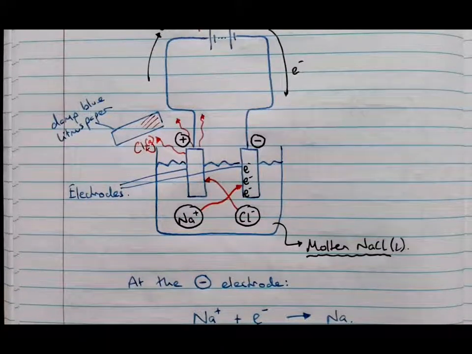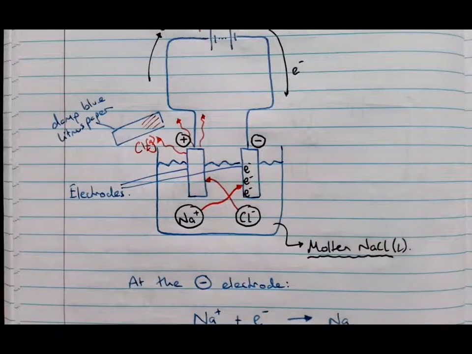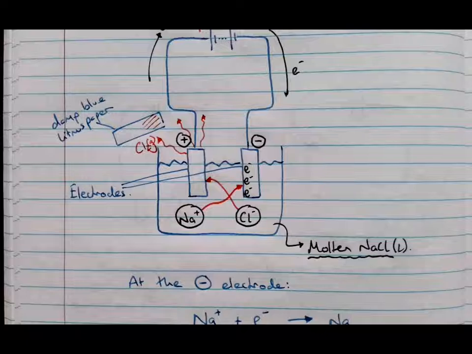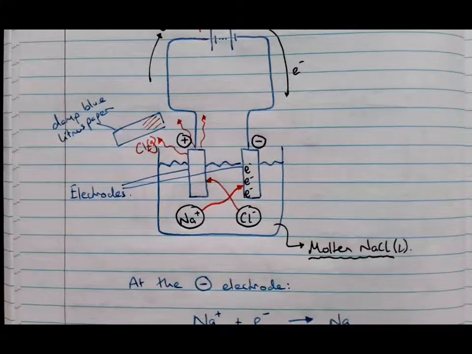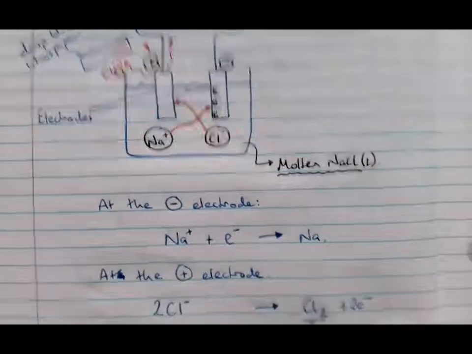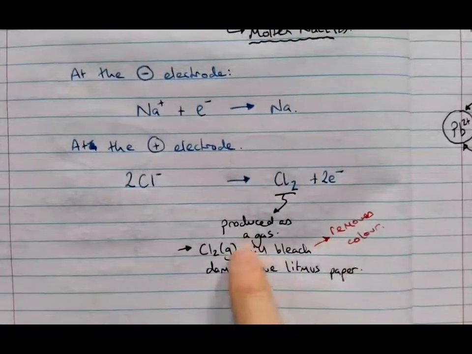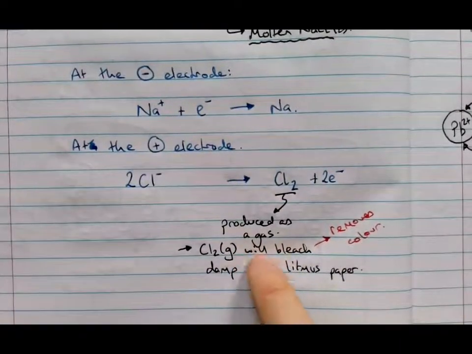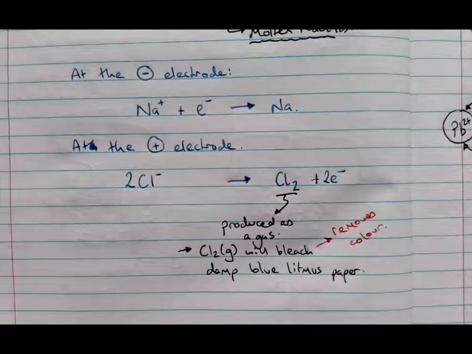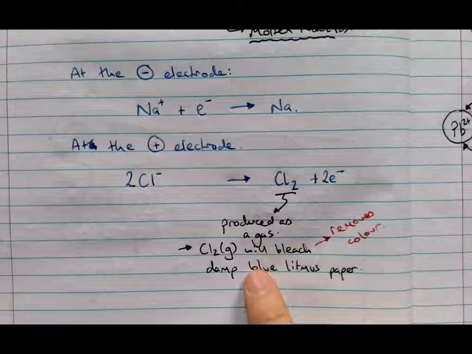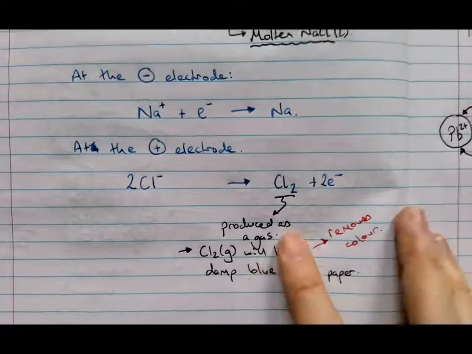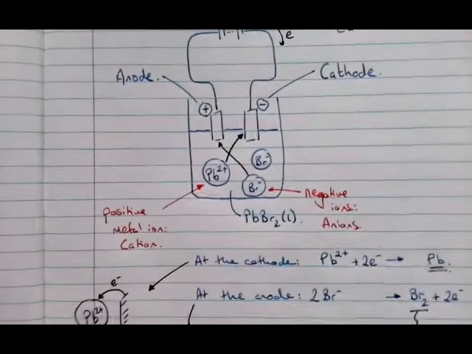Okay, so from this video, there's lots of things that you need to remember. You need to remember this test for chlorine gas, so you might want to put that onto a flashcard. That's how you test for chlorine gas. Other things that you need to remember are the positive electrode is called the anode, and the negative electrode is called the cathode. You need to remember that.